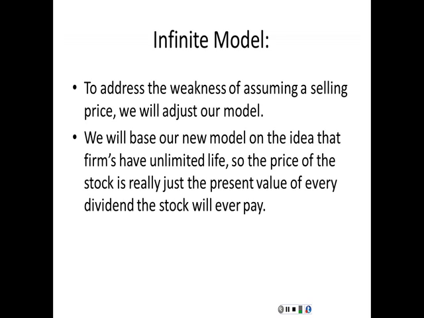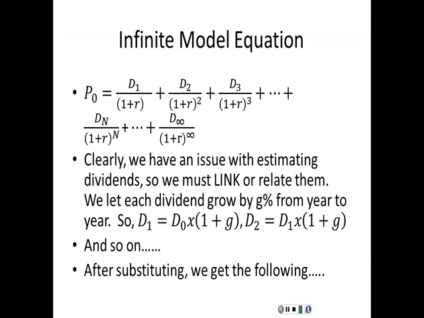So we think then of the infinite model as pricing a stock as the present value of all future dividends. And we just assume the dividends go on forever. If we look at the equation, you see it's a cash flow stream where we discount every dividend one at a time. You see we go years 1, 2, 3, out to year N, and then we just keep going all the way out to infinity, wherever that might be.